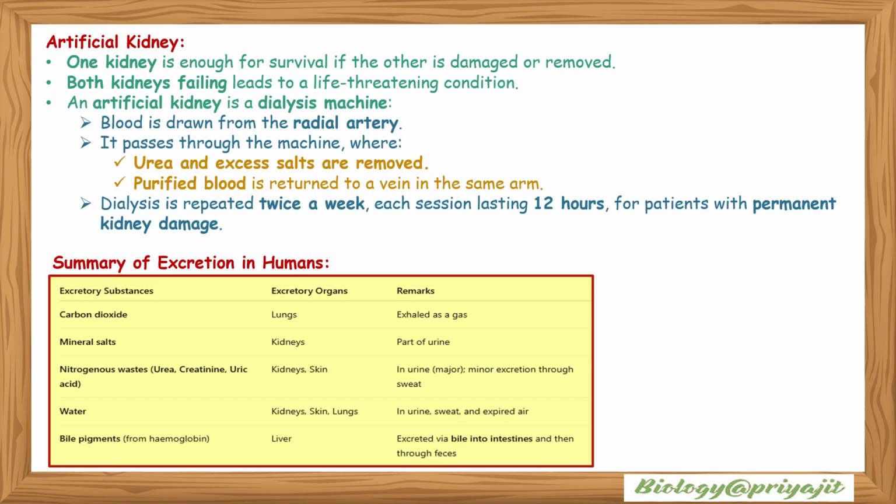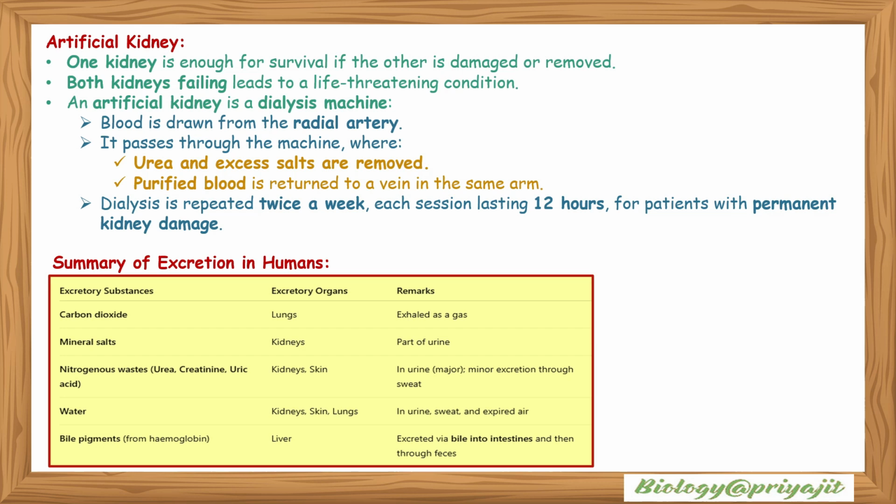What is an artificial kidney? One kidney is enough for survival if the other is damaged or removed. Both kidneys failing leads to a life-threatening condition, and the artificial kidney is a dialysis machine. So blood is drawn from the radial artery, it passes through the machine where the urea and excess salts are removed, and the purified blood is returned to a vein in the same arm. Dialysis is repeated twice a week, each session lasting 12 hours, for patients with permanent kidney damage.